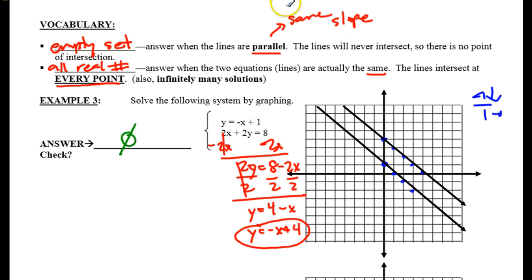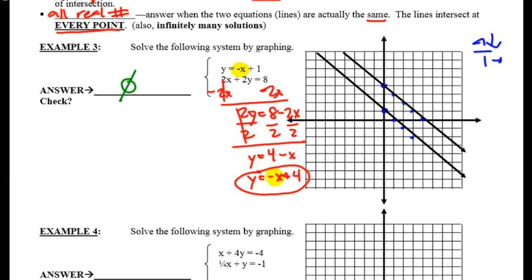Okay? And once again, hopefully we start recognizing this. We know that these lines are going to be parallel because their slopes are the same. Both lines have a slope of negative 1. Okay?